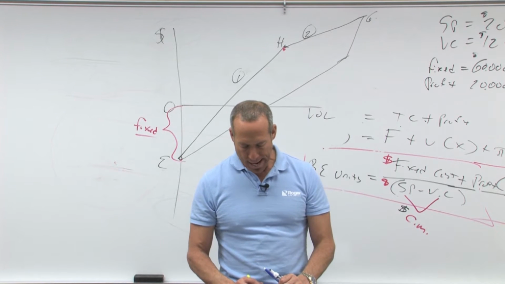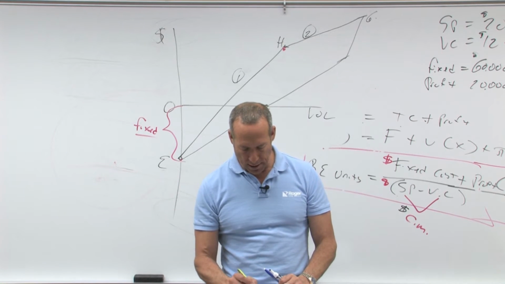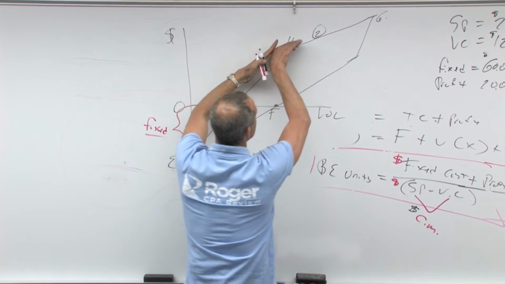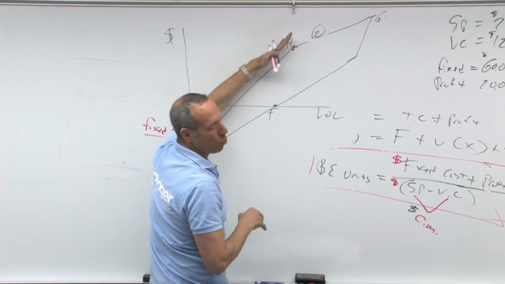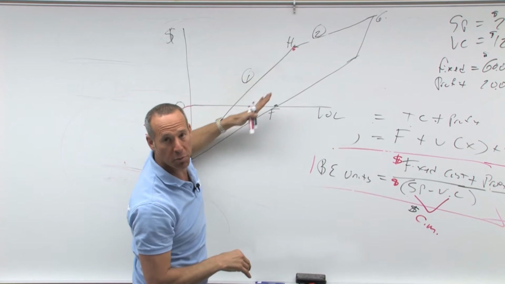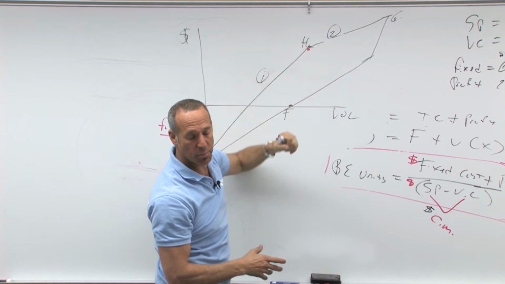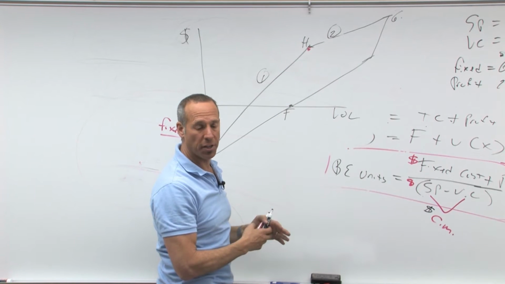Now, in just looking at these two, what did we learn earlier? We learned that if this is steeper and this is flatter, the steeper one is going to have more profit per unit, right? Because that angle is the variable. So that's going to be steeper, so that's going to be more profit.